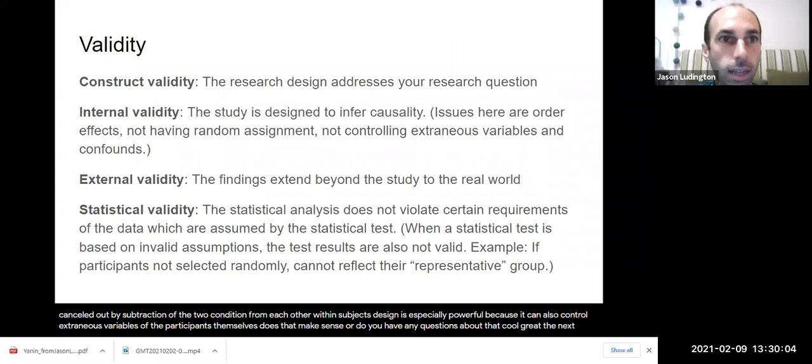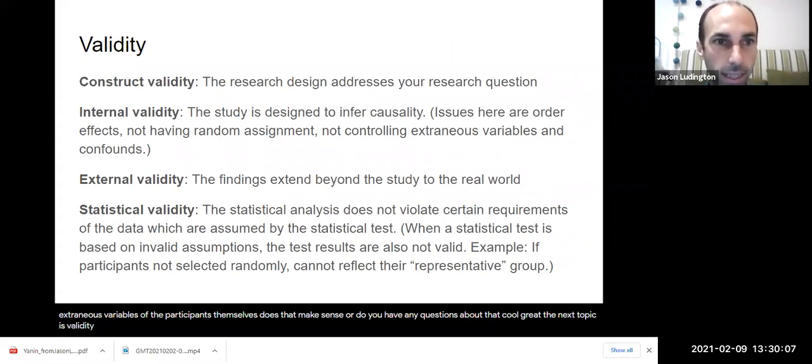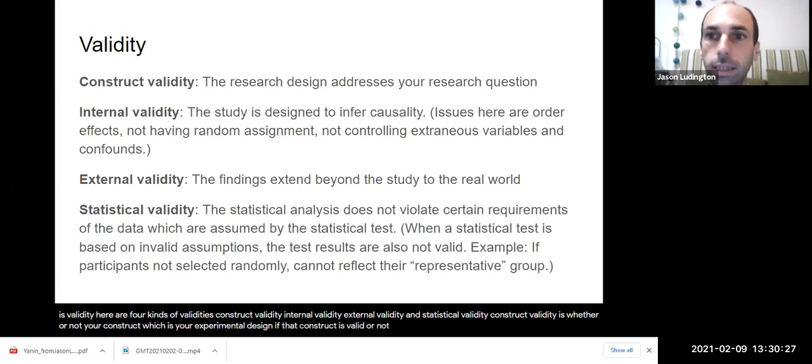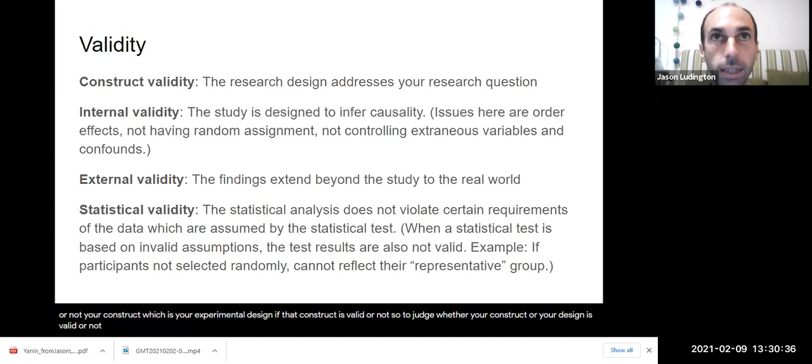The next topic is validity. Here are 4 kinds of validities: construct validity, internal validity, external validity, and statistical validity. Construct validity is whether or not your construct, which is your experimental design, is valid or not. So to judge whether your construct or your design is valid or not, we ask, does it answer exactly the question that you had for your research question?